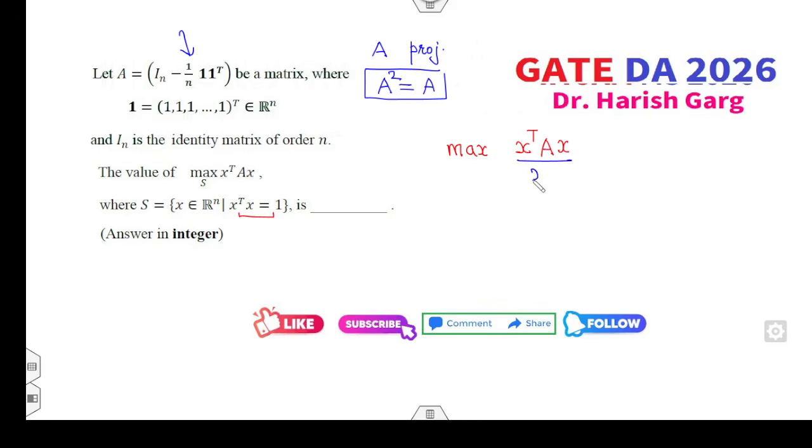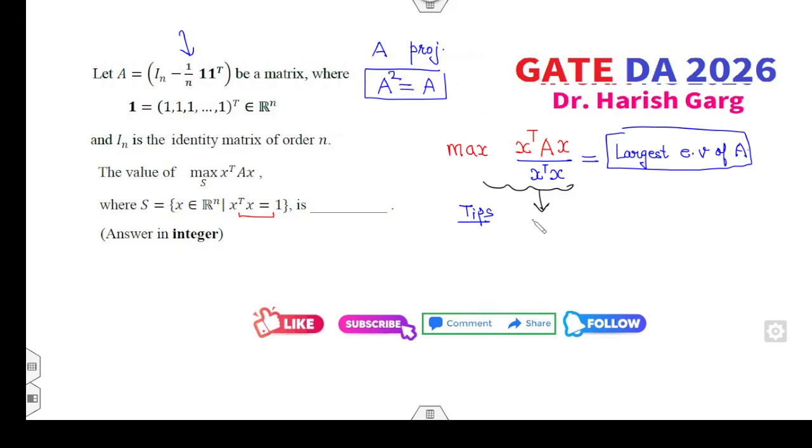So the 1 below, I can write it as X transpose X. So what is the shortcut trick for you? Whenever you have that, it always gives you the largest eigenvalue of the matrix A. That's the answer of the problem. Why? Because you can think about that.